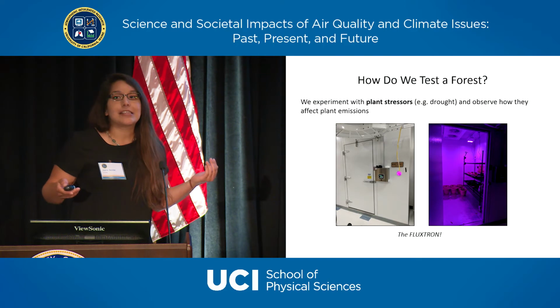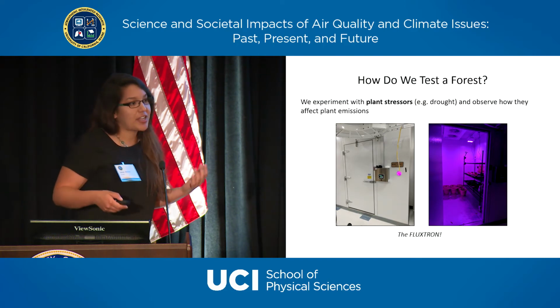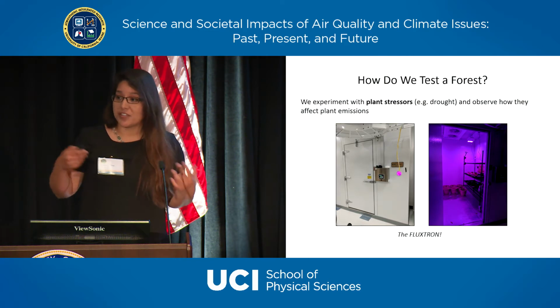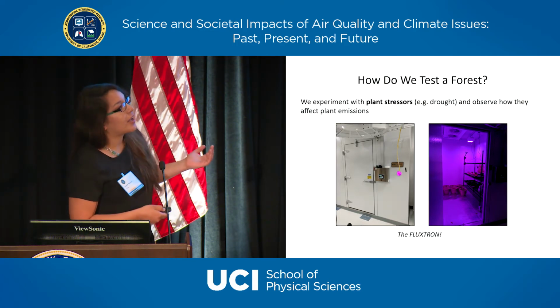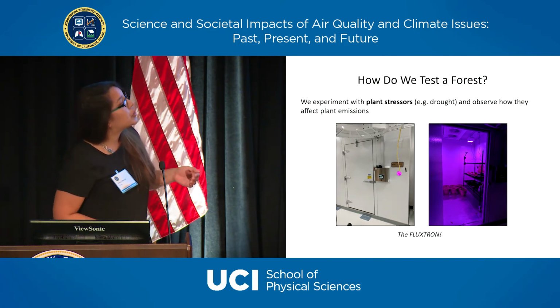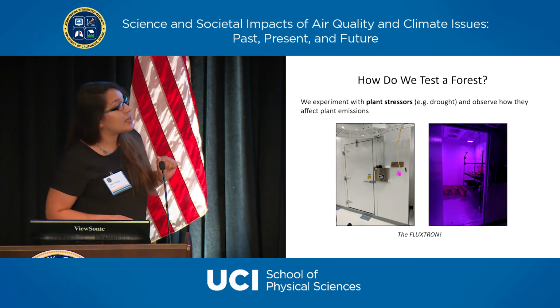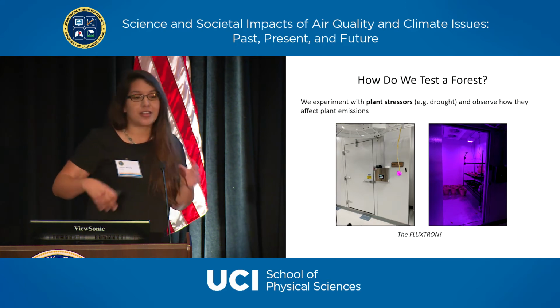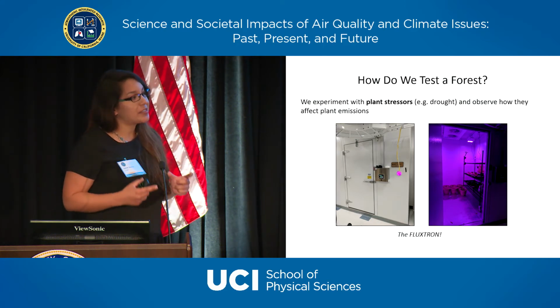So perhaps it's something to do with plant stress, perhaps it's drought, or another consequence of this changing world that is causing the plant emissions to change. So we can control our environment, and then we can hook up all the same instruments that we had in the field to our fluxtron, and then hopefully we can get that missing puzzle piece.